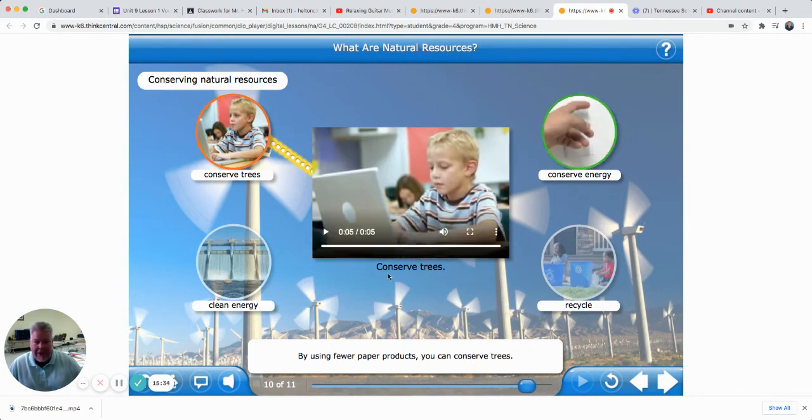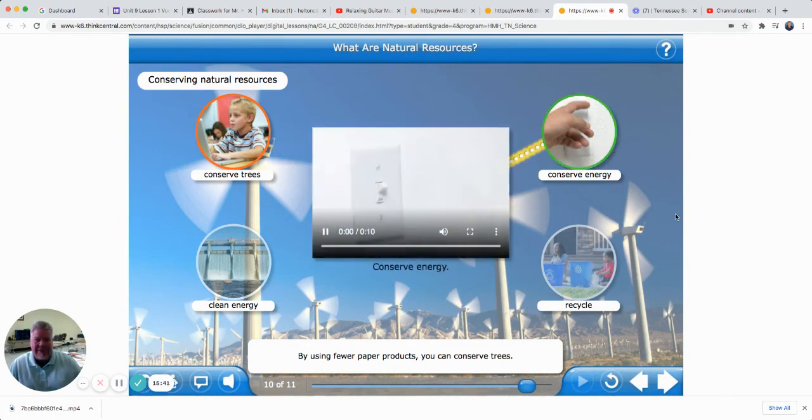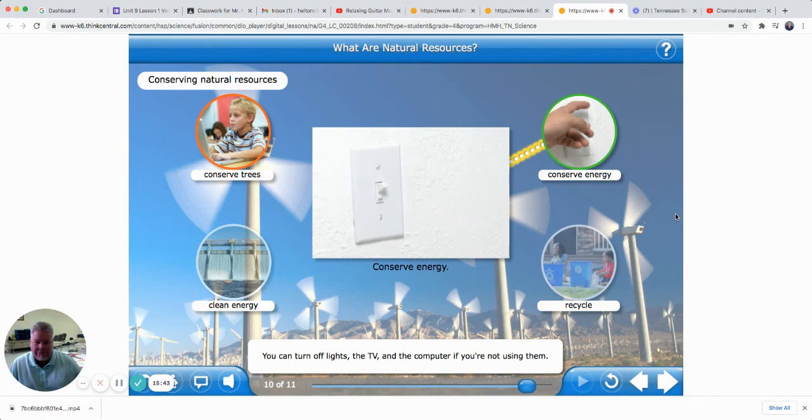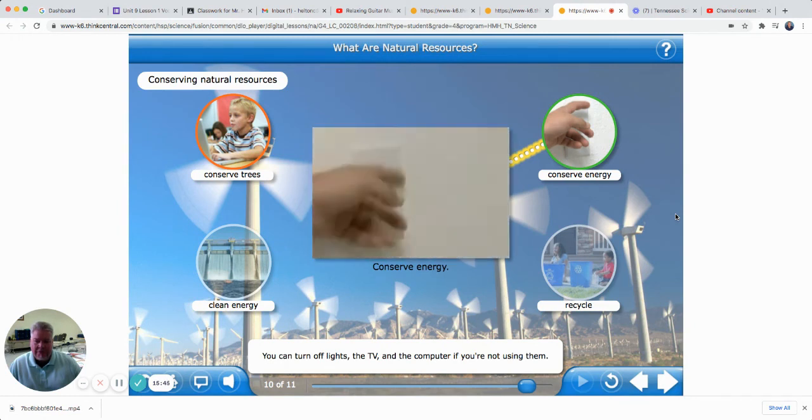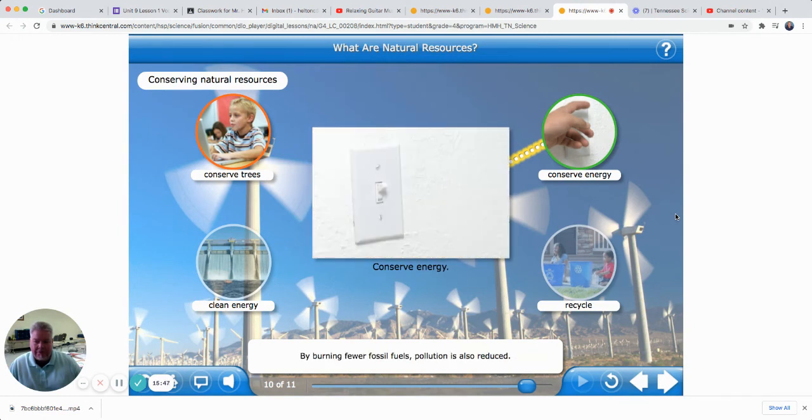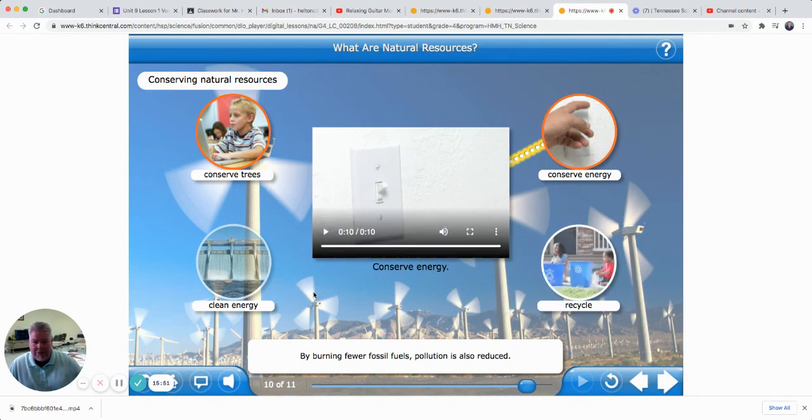Give yourself a pat on the back. You've not turned in any papers. Pretty much everything you've turned in has been digital on the computer. You can turn off lights, the TV, and the computer if you're not using them. By burning fewer fossil fuels, pollution is also reduced. Well, I guess we've used more electricity than we would have if we were at school, wouldn't we? Maybe.